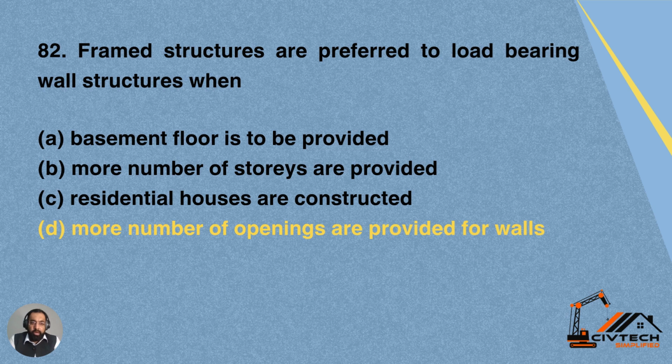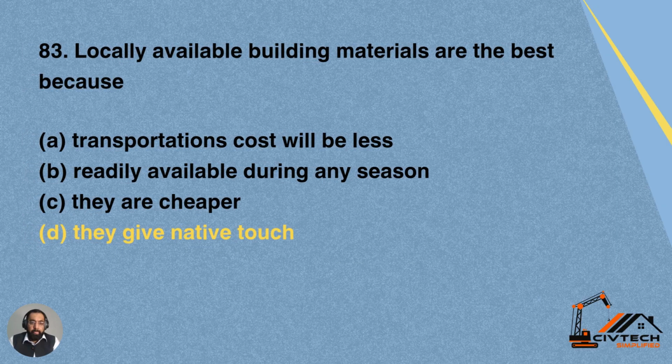82. Frame structures are preferred to load-bearing wall structures when: A, basement floor is to be provided. B, more number of stories are provided. C, residential houses are constructed. D, more number of openings are provided for walls. So we provide frame structures where more number of openings are provided for walls. So option D is correct for this question.